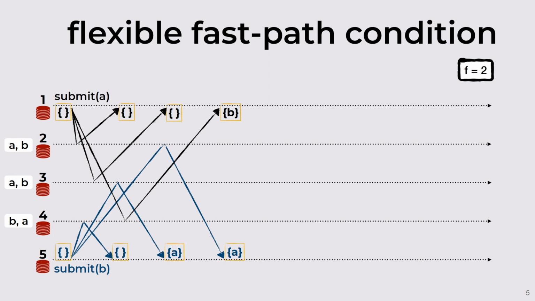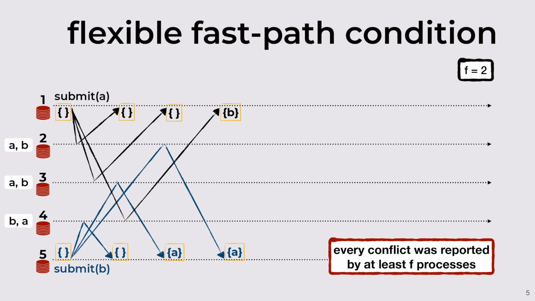In Atlas, the fast path can be taken if every conflict was reported by at least f processes. At process 5, conflict A was reported by 2 processes, and for that reason, process 5 can take the fast path, committing the commands.